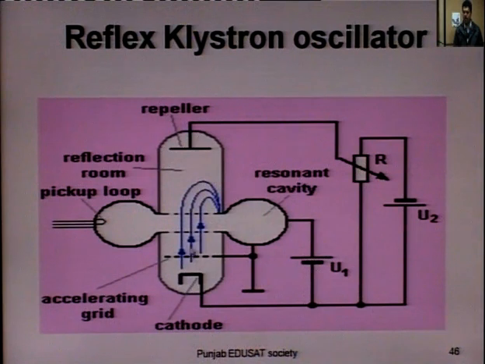So as electrons move into this region and reflect back, they form a bunch, and when this bunch of electrons passes through this resonant cavity, it imparts a current pulse to this cavity, and the resonant cavity will oscillate at the microwave frequency to which it is tuned. So this way, in the reflex klystron, you get a high frequency signal, and that can be obtained from this pickup loop.